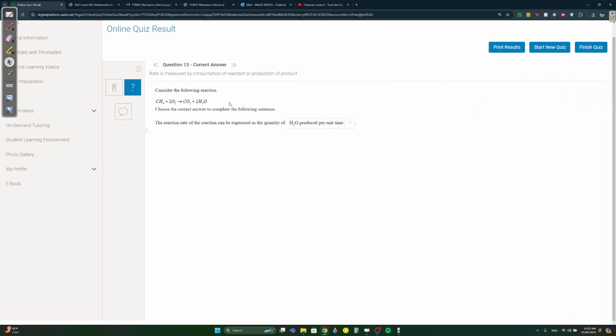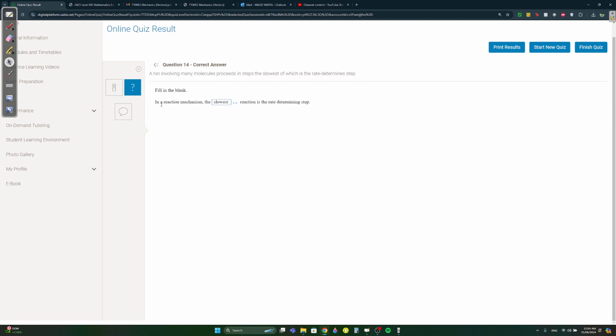Here, how can you measure the reaction rate in this case? Remember, the reaction rate can be measured by the amount of product produced per time or reactant consumed per time. In this case, I chose H2O produced per unit time because it's a product produced per time.